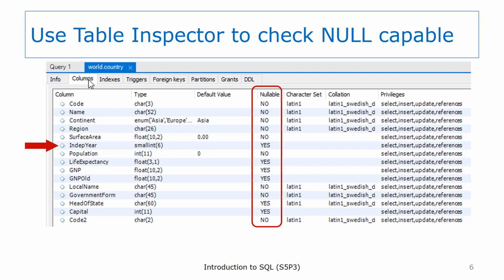The Columns panel shows the column names that are defined for the country table. It shows the data type, default value, and the nullable value for the column. For example, the Independence Year column is shown about halfway down the column list. If you read across the row for the Independence Year column attributes, you see that its nullable value is set to yes. That means that the Independence Year column is null capable.